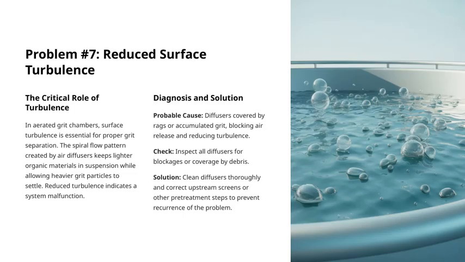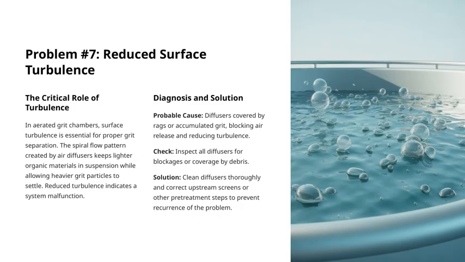Let's talk about problem 7, reduced surface turbulence. Now, turbulence plays a critical role in aerated grit chambers. It helps ensure proper grit separation by creating a spiral flow pattern through the air diffusers. This pattern keeps lighter organic materials in suspension while allowing the heavier grit particles to settle out.